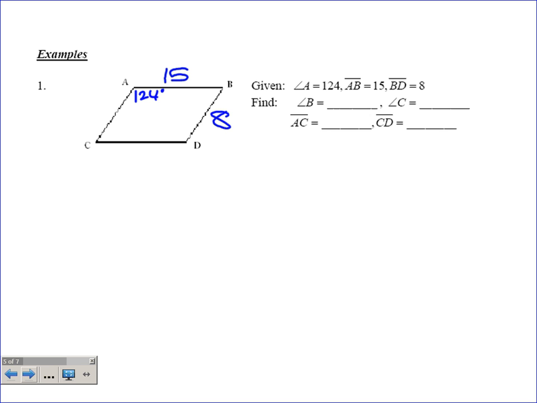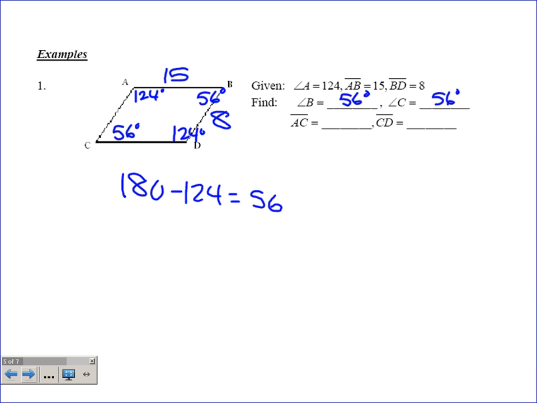How big is angle B? How are A and B related? They're supplementary. So I take 180 degrees minus 124. What does that give me? 56. Thank you very much. So this is 56 degrees right here. What about the measure of angle C? What's it going to be? 56 degrees. You don't have to do any math for that because opposite angles are congruent. Okay? How big is angle D? 124. It's not asked in the question, but I can just write that out there.